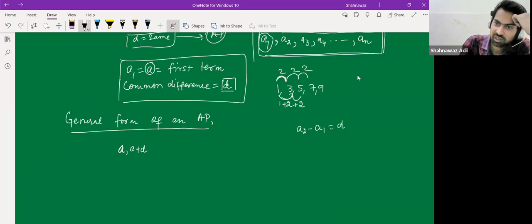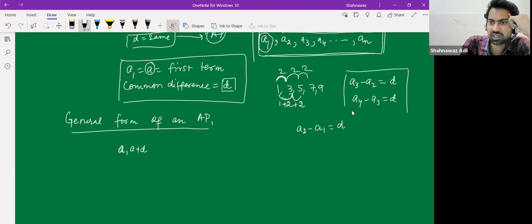What would be A3 minus A2? Third term minus the second term, also D, right? Fourth term minus A3 would be D. So this is the definition of this D. For an AP, all the successive terms have the same difference. Yes, Talha, Shaima, Rizwan, understood.